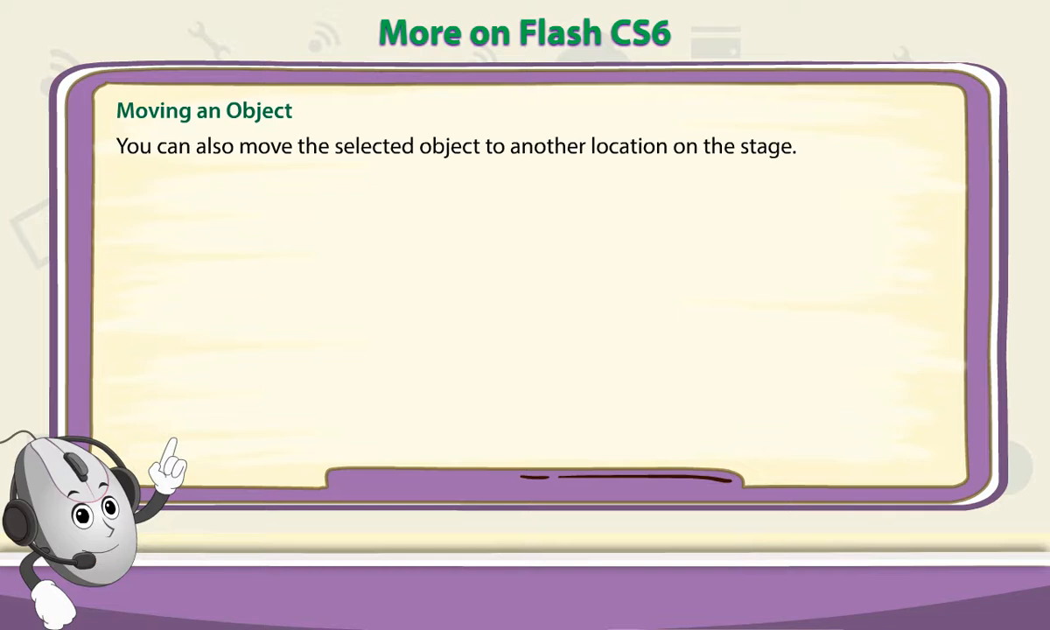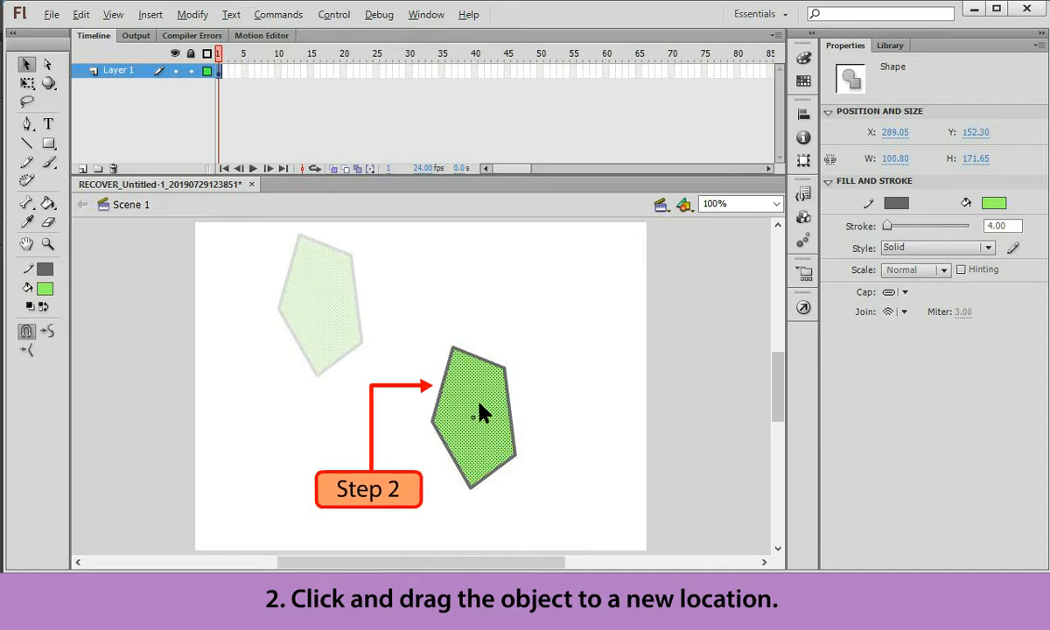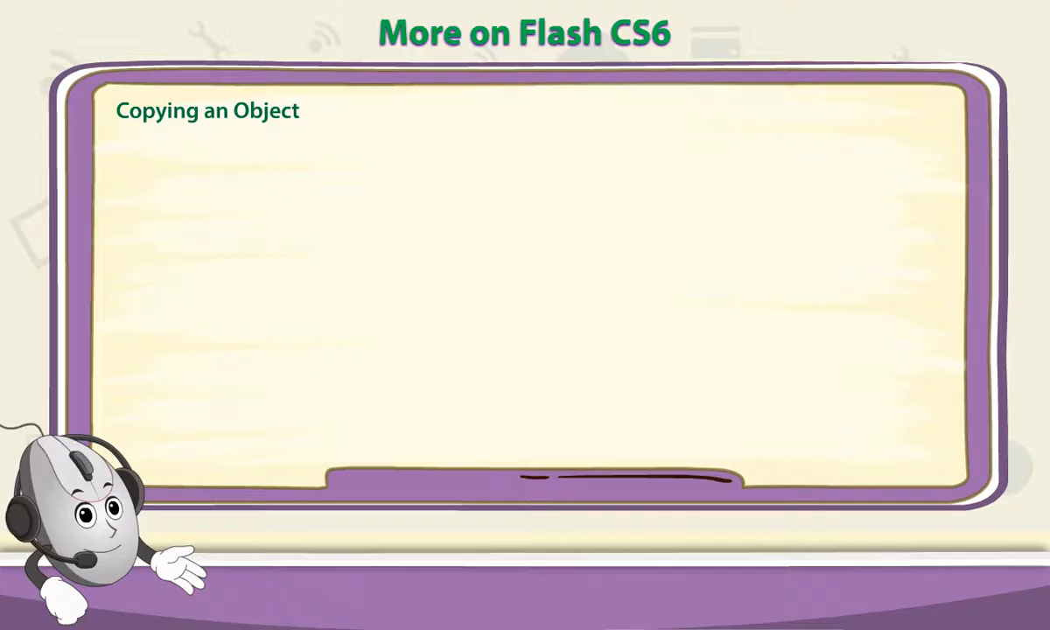Moving an object. You can also move the selected object to another location on the stage. Follow the given steps to move an object. 1. Select the object by using the selection tool. 2. Click and drag the object to a new location. Release the mouse button and observe the change.